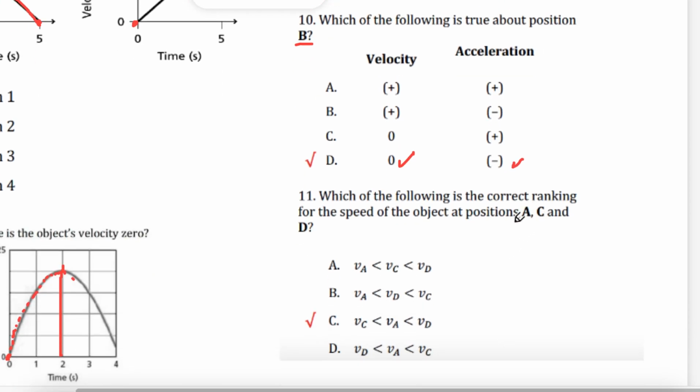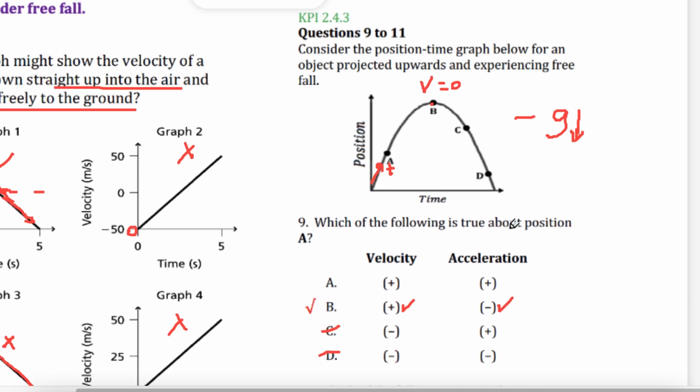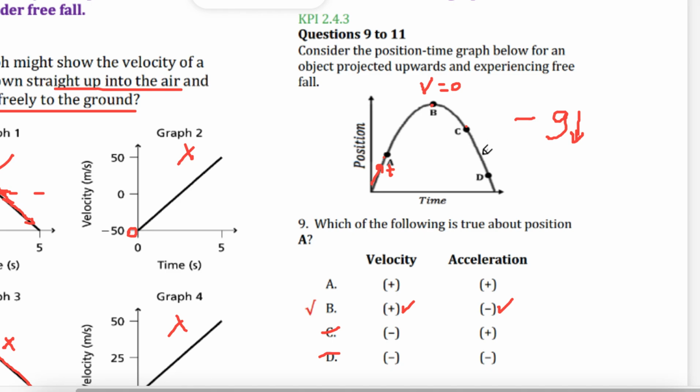Which is true about the speed from A, C, and D? Let's check. There's A, there's C, and there's D. Now, a little trick and a little clue is, the higher up you are, the slower your speed, because clearly it reaches 0 at the top, then gets faster and faster and faster until it hits the ground.